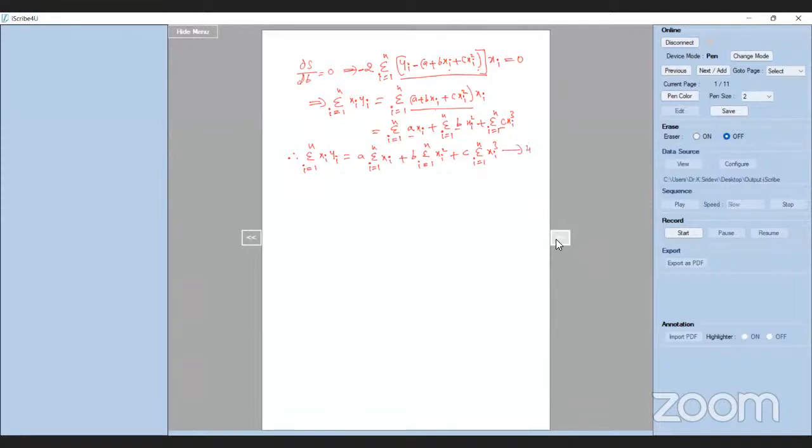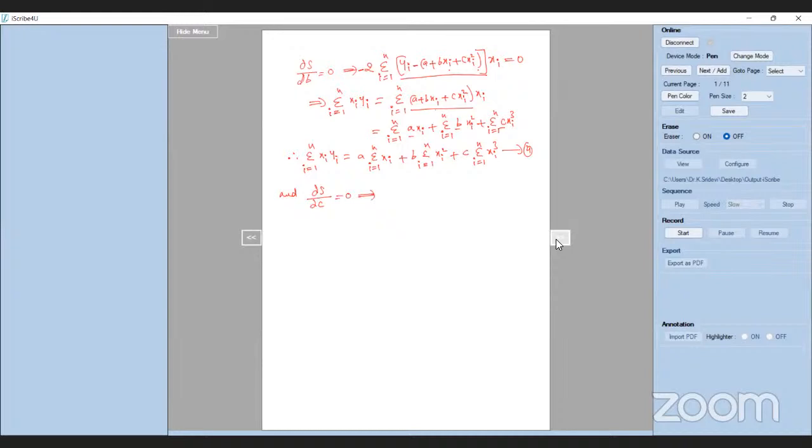Give it equation number 4. What is the previous equation number 3? So it can be taken as 4. Now, similarly, we can find ∂S/∂c. It is going to be 0.